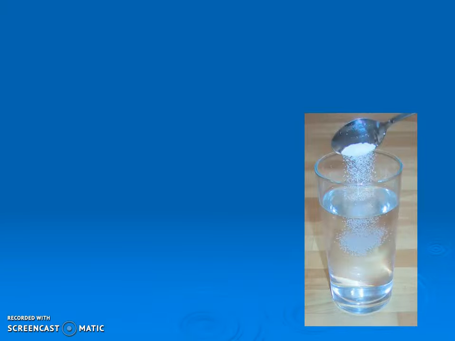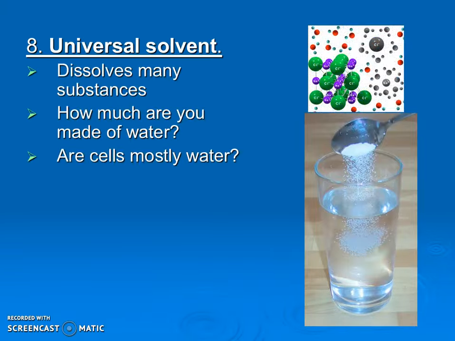Last but not least, water is the universal solvent, meaning it is a liquid that dissolves many solid solutes. Solvent means liquid that dissolves solids like this sugar or salt, called a solute. All right? How much water are you made of? Over 70%. Our cells are also mostly water, and because of that, our cells and ourselves use water to both get nutrients and get rid of waste.